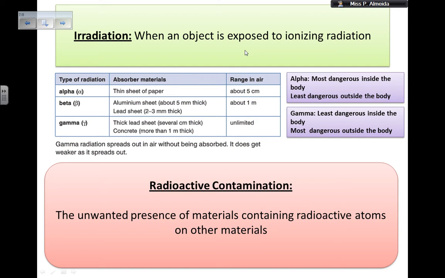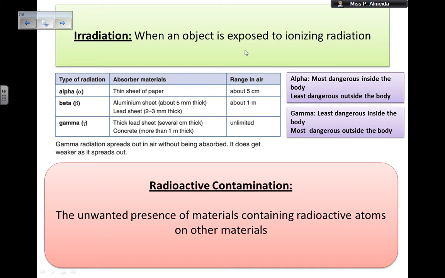Gamma radiation is the least dangerous inside the body, because it's the least ionizing, but it's the most dangerous to have outside the body because the range is unlimited, so it can get inside my body. It can pass through my skin and get into my cells. Is that making sense?